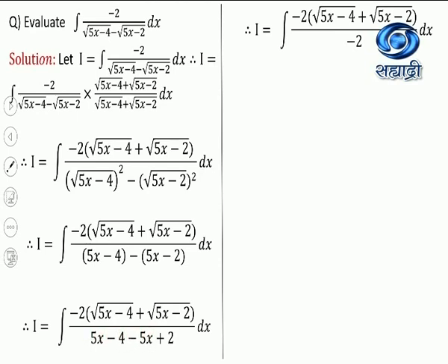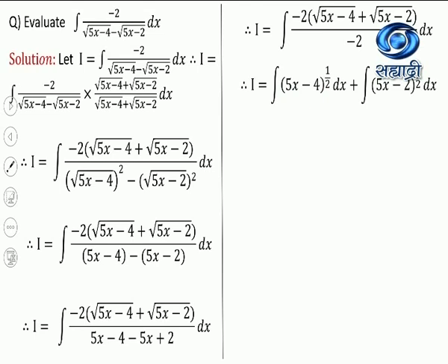Here 5x gets cancelled. So what remains? Minus 4 plus 2 is minus 2 dx. Again, in the next step, minus 2 and minus 2 will get cancelled. So we have integration (5x minus 4) raised to 1 by 2 dx plus integration (5x minus 2) raised to 1 by 2 dx. Because root 5x minus 4 is there, which is nothing but raised to 1 by 2.